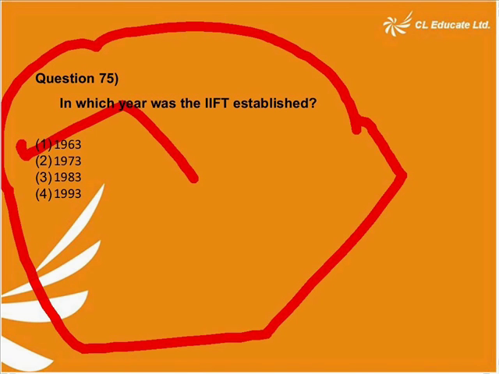Now, question number 18. So, we need to go to question number 18. How many nominated members are there in Parliament? 2 in Lok Sabha and 12 in Rajya Sabha. The correct answer is A.